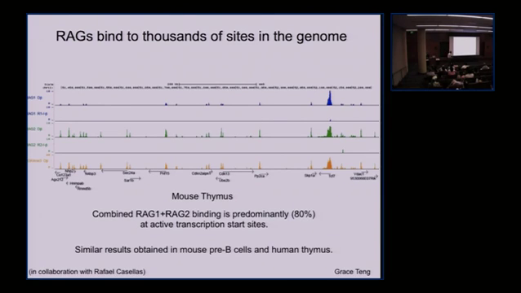And just to make it clear, we've also done this in mouse pre-B cells. This is the T cell lineage, but pre-B cells show the same thing. And we've also done human thymus, and we know that this is generalizable there as well.